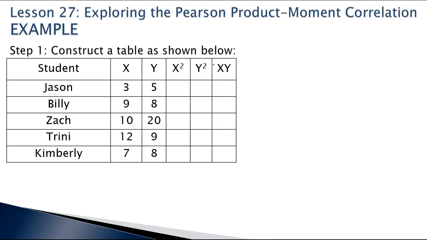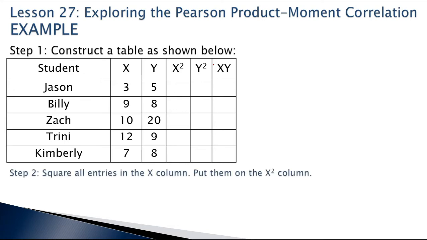After making the table, the second step is to square all the entries in the x column and put them in the x squared column. All of these values will be squared. So 3 times 3 is equal to 9. 9 times 9, 81. 10 times 10, 100. 12 times 12, very good, 144.